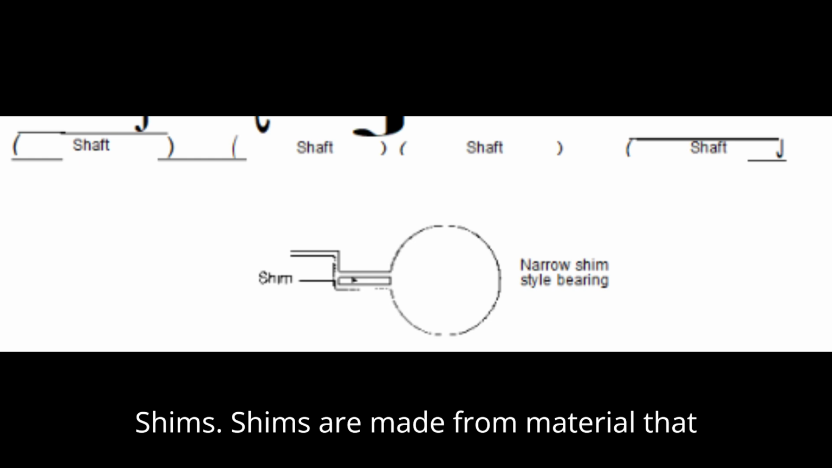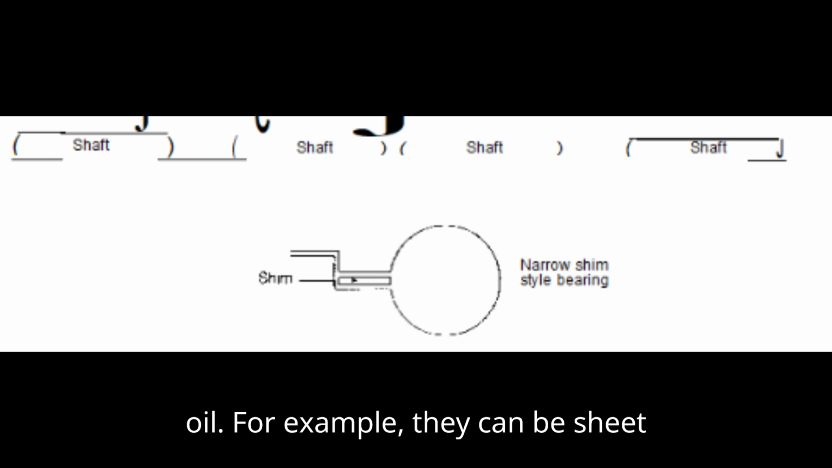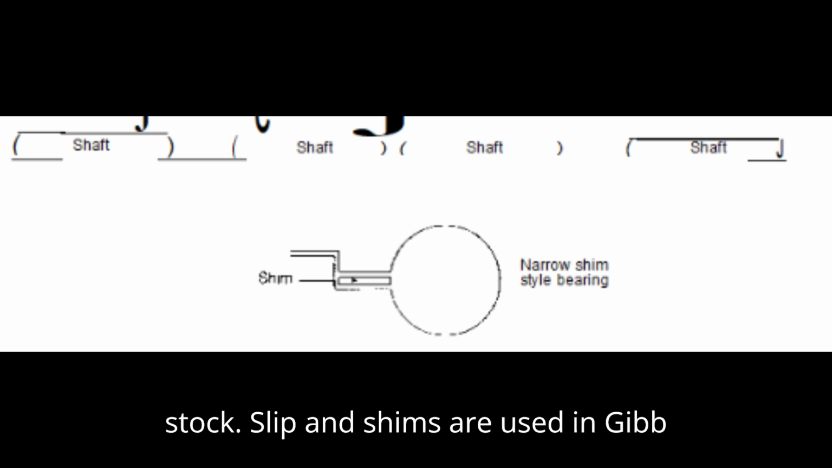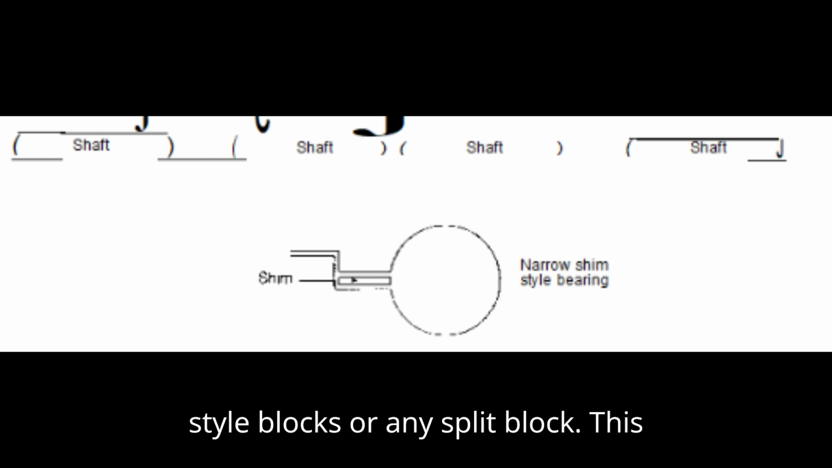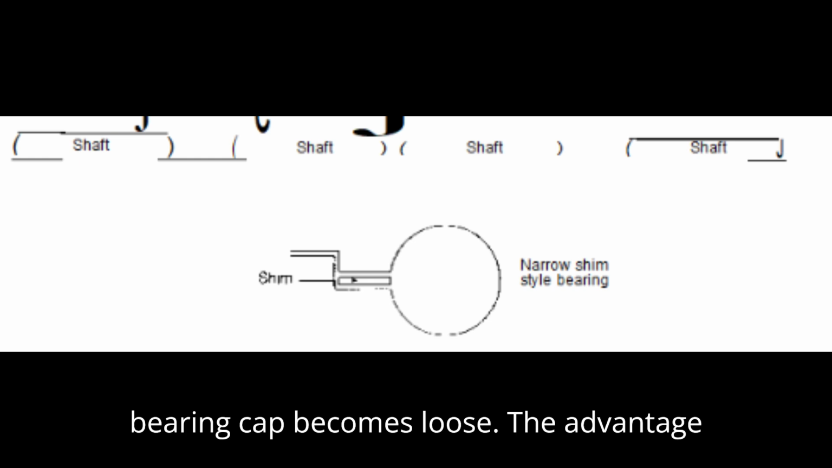Shims. Shims are made from material that will not compress and is not affected by oil. For example, they can be sheet packing, tin plate, or brass shim stock. Slip-in shims are used in Gibb-style blocks or any split block. This type of slip-in shim may be lost if the bearing cap becomes loose.